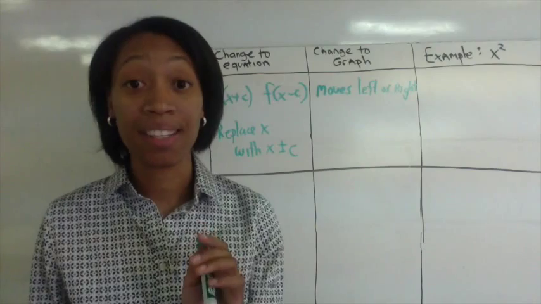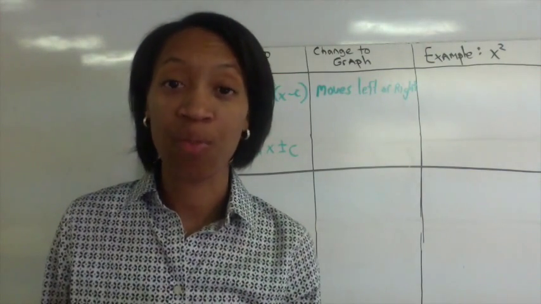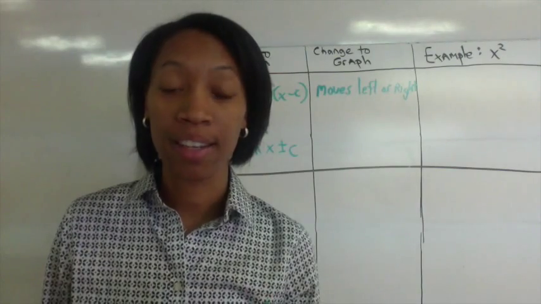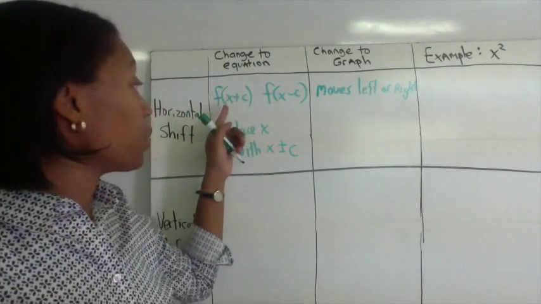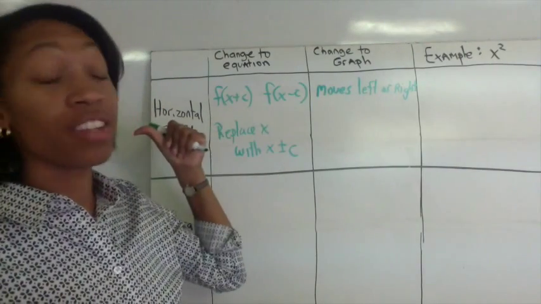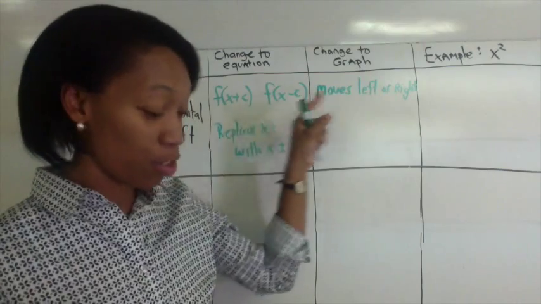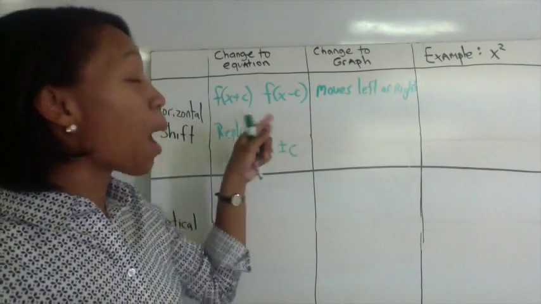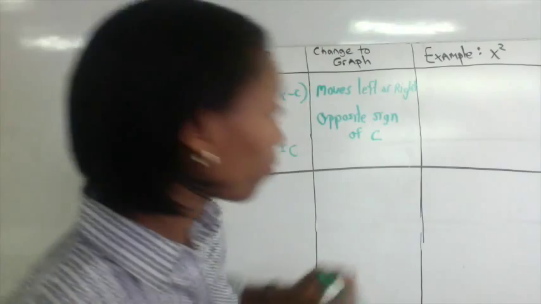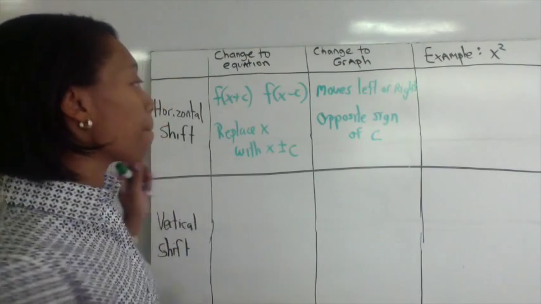When things are happening inside the function like this, it moves in the opposite direction than what you would expect. So when you see plus c, it moves it to the left. And when you see minus c, it actually moves it to the right. So it moves it in the opposite direction of c. Okay, so let's look at an example on what I mean by that.